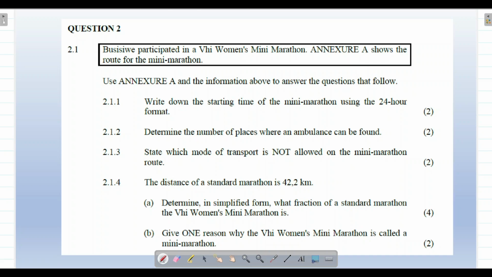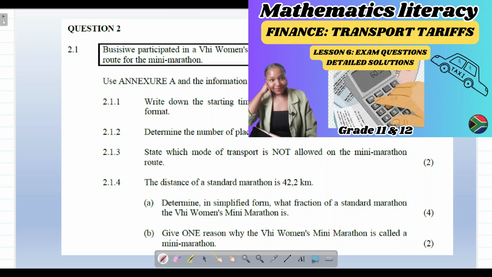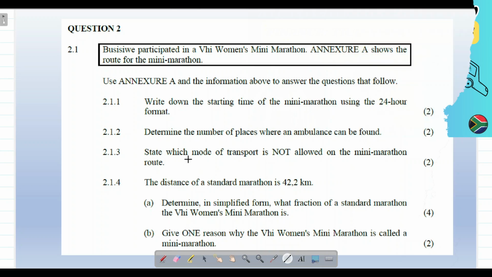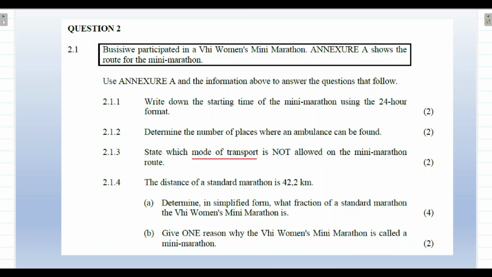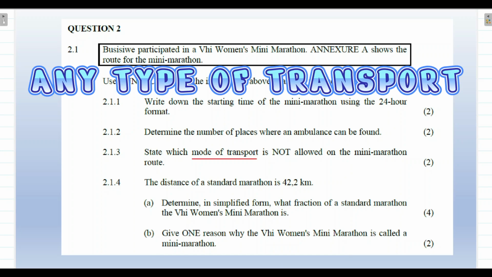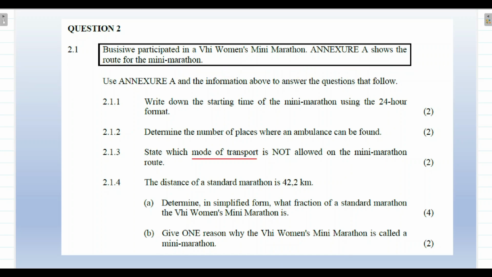Okay, question 2.1.3 states: which mode of transport is not allowed on the mini marathon route? All right, so if you had a look at my transport tariff video, I'll put a thumbnail here on the top right, I basically explained what it means when they talk about a mode of transport. Okay, so a mode of transport, guys, is a type of transport that people use to take them from point A to point B, right?